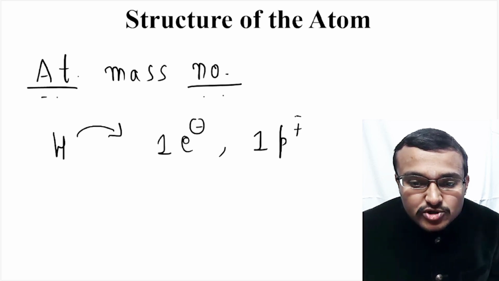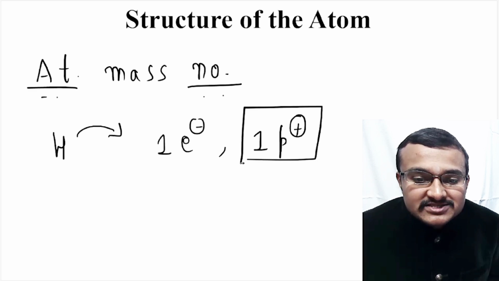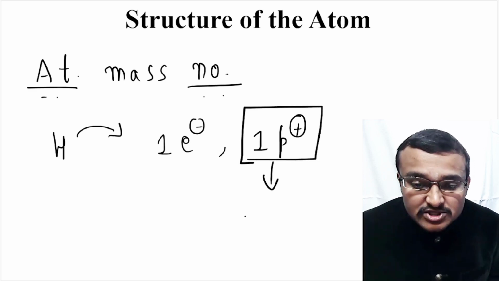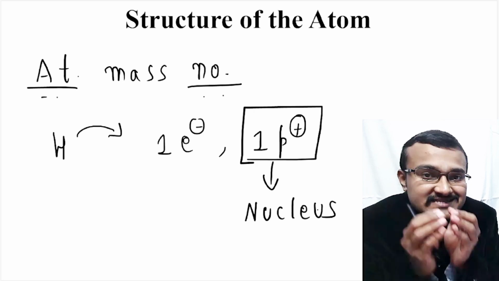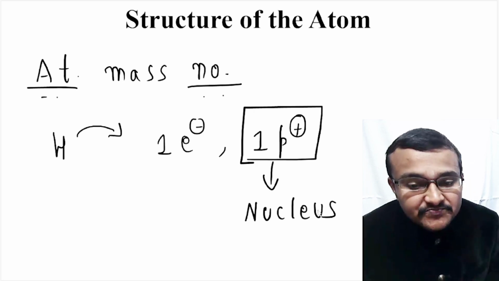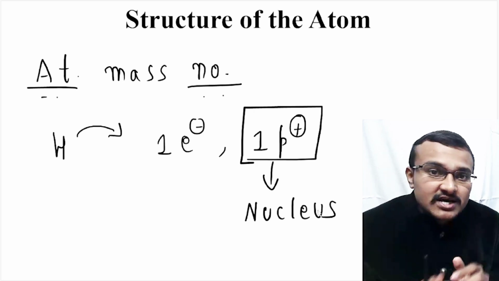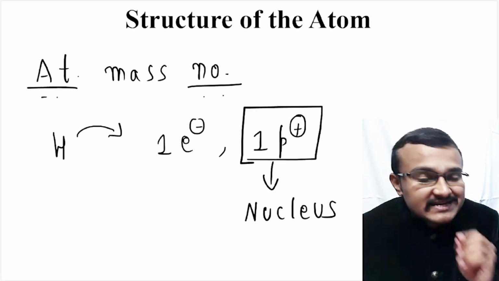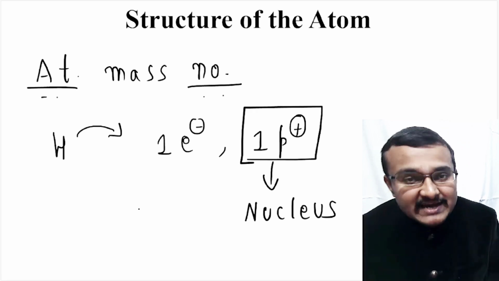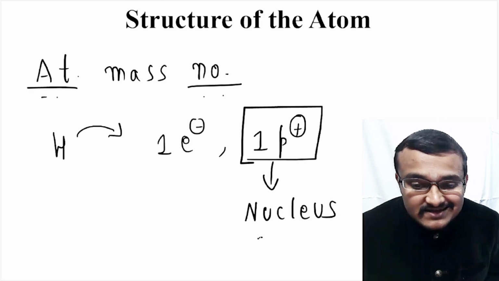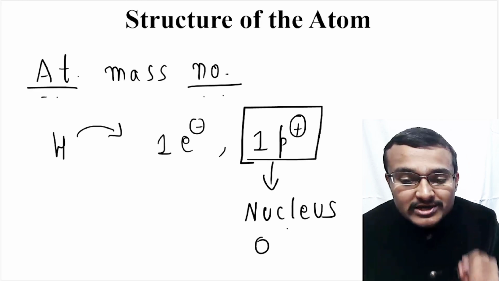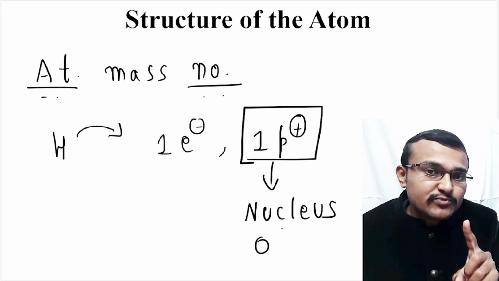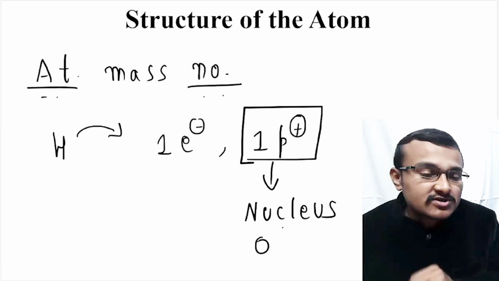So this particular proton will be there in the nucleus of this hydrogen atom. So the proton will be in the nucleus, and the nucleus will be in the center position of that atom. In that nucleus, you will have a number of protons and a number of neutrons. In hydrogen, the number of neutrons is 0, so there are no neutrons present in hydrogen. Only one proton is present in the nucleus of hydrogen.